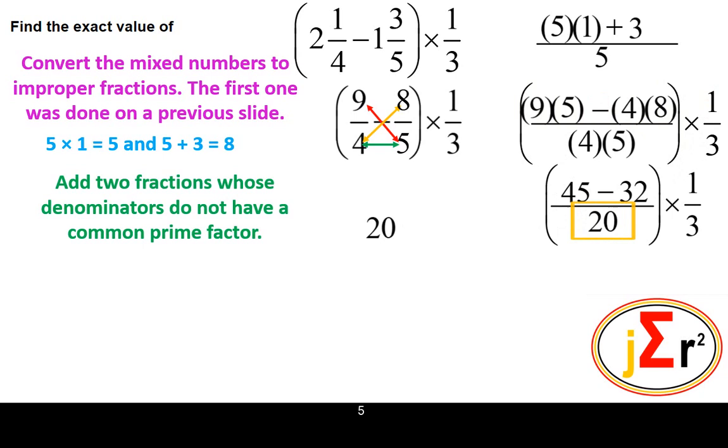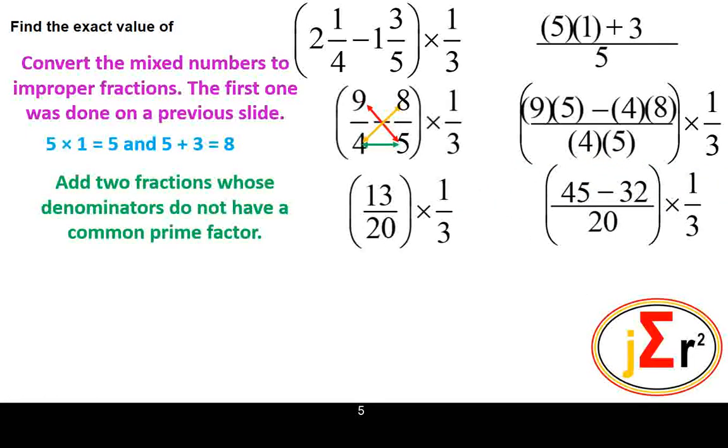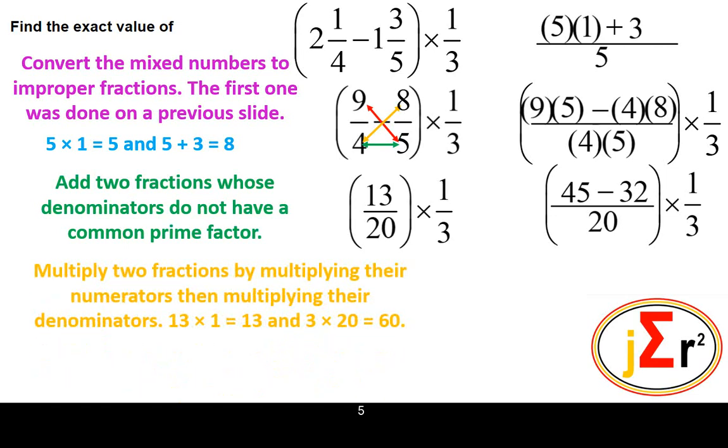Your denominator is 20. Anything else? Yes. We're going to say 45 minus 32. And, of course, do not forget that we are going to continue with our multiplication by 1/3. That will be shown there. And I don't think that the fraction may be further simplified, so our result will no doubt be 13/60.